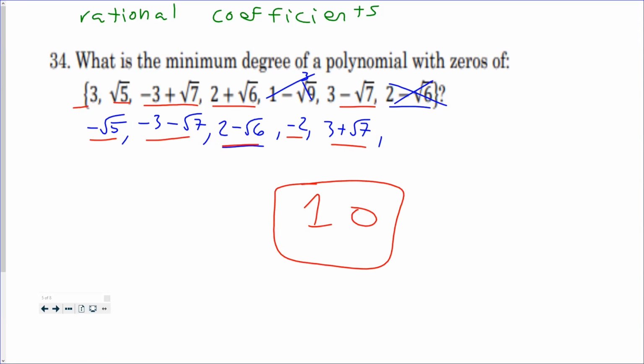So the minimum degree is going to be 10. So I don't want anything to repeat. So everything has to have a multiplicity of 1. And 1 minus root 9 does not get a pair since root 9 is not irrational. Any questions about that? Make sense?